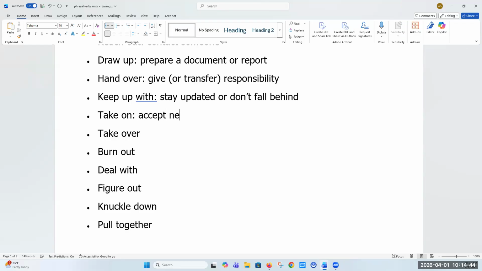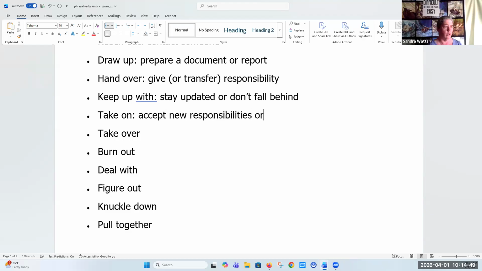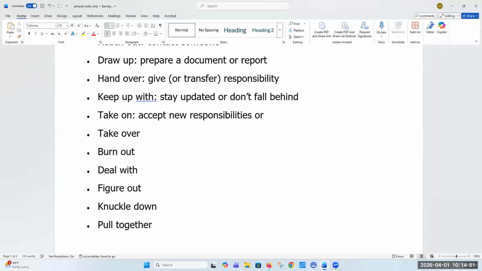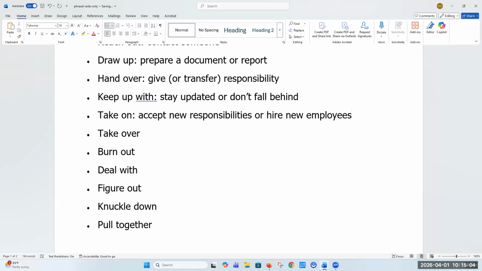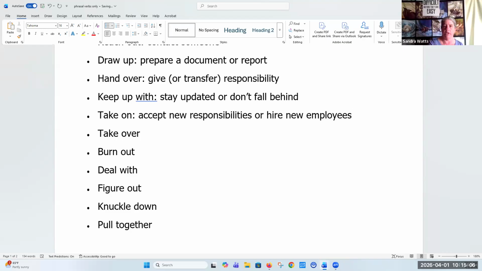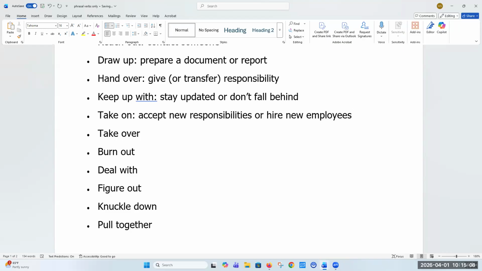Take on. So this can be accept new responsibilities. Or as I said, my boss took on 5 more teachers. Hire new employees. So if I said we're taking on 10 new staff, it means we're getting 10 new employees.